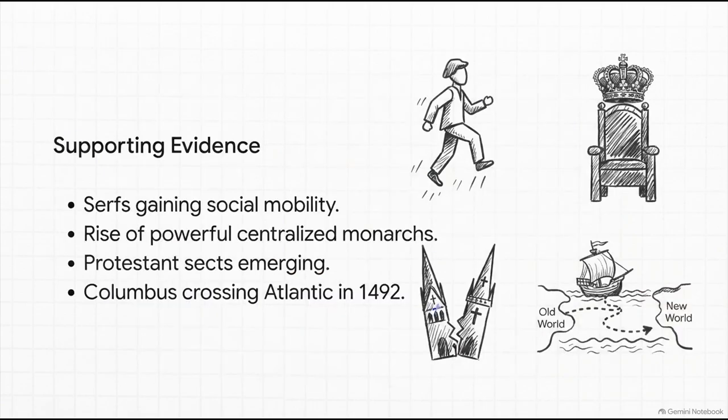Of course, we back up that claim with specific historical details. First, the demographic crises led to serfs gaining social mobility. Second, changes in warfare, like the invention of the longbow, which basically made feudal cavalry totally obsolete, led to the rise of centralized monarchs. Third, the Reformation birthed entirely new Protestant sects, like the Anabaptists, who believed in adult baptism, or the Calvinists, who emphasized predestination.